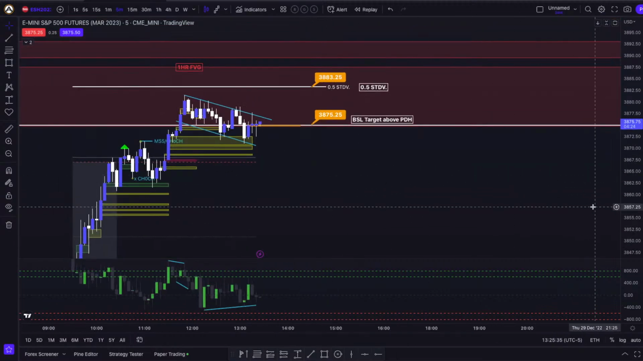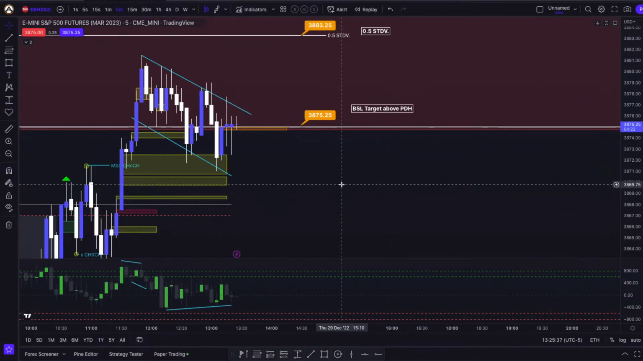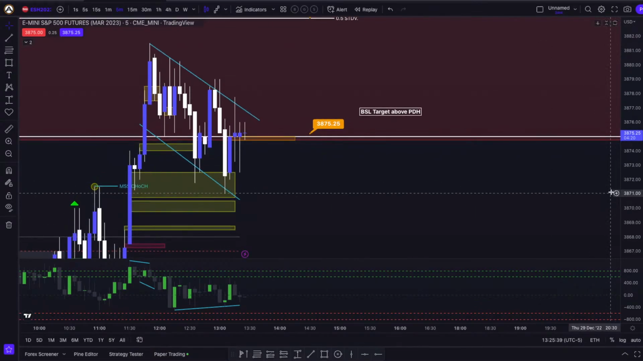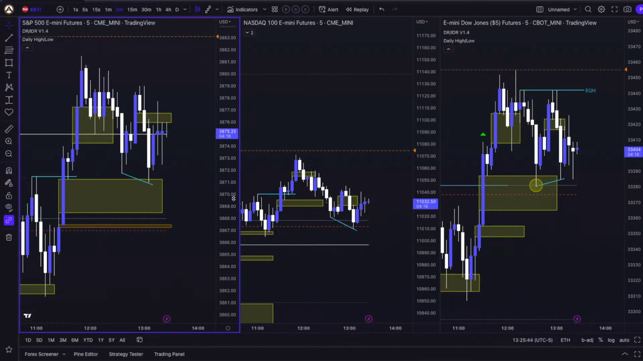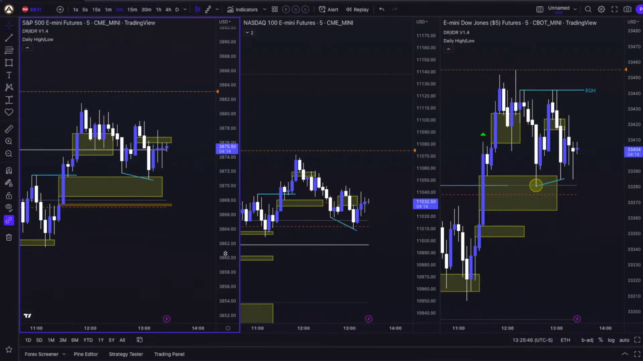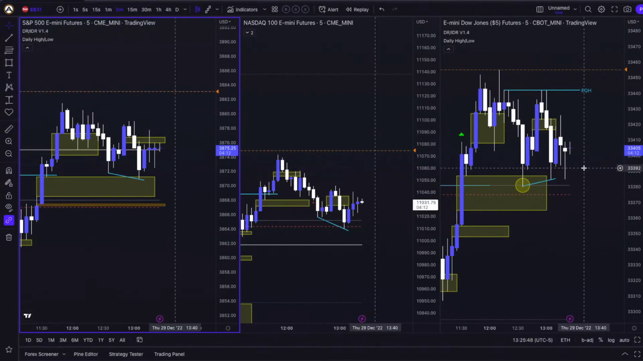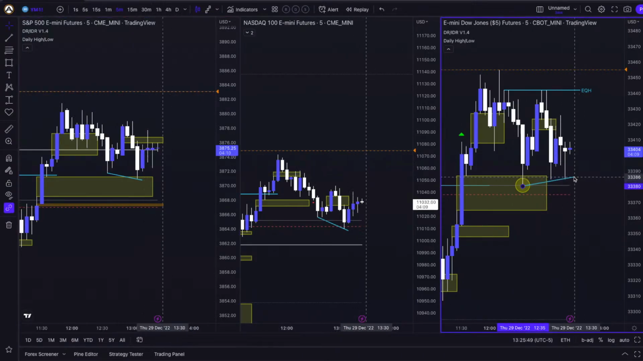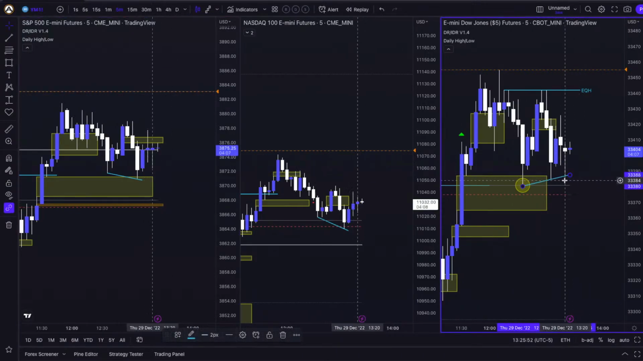But as of right now, I'd say we're holding strong here. The support is holding strong for right now. We can check the indices one more time for more divergences. So what happened here?